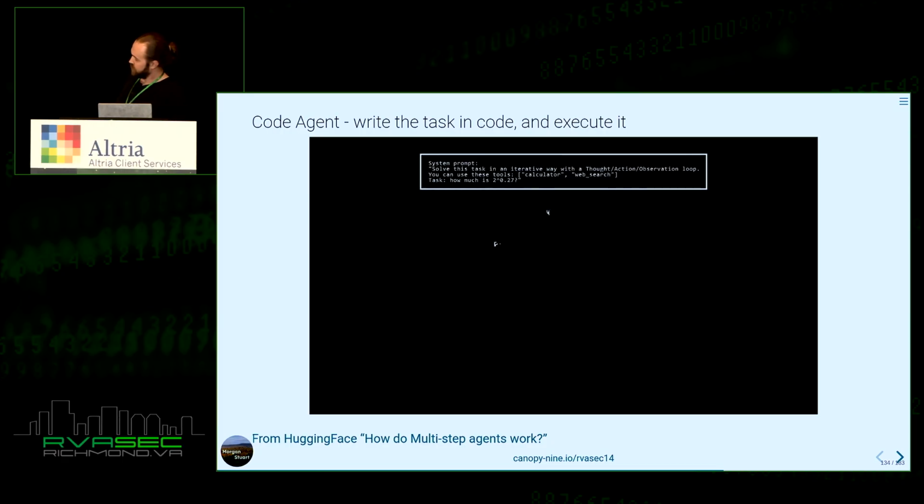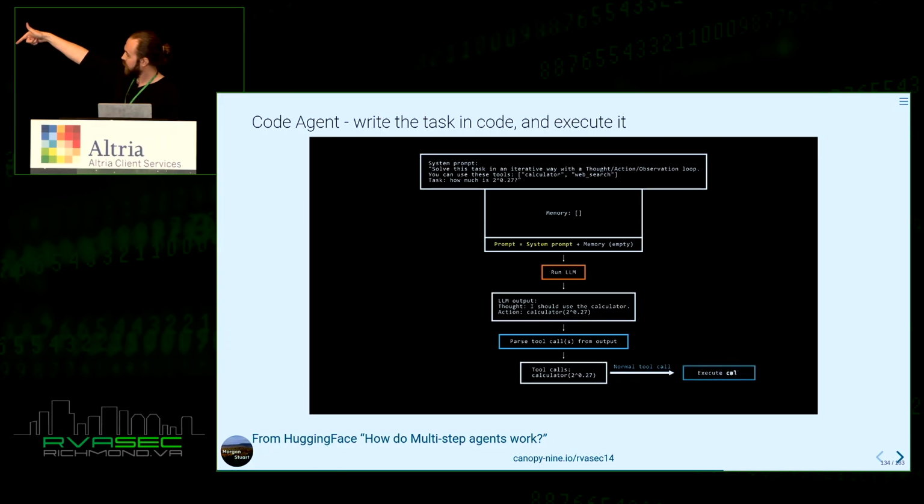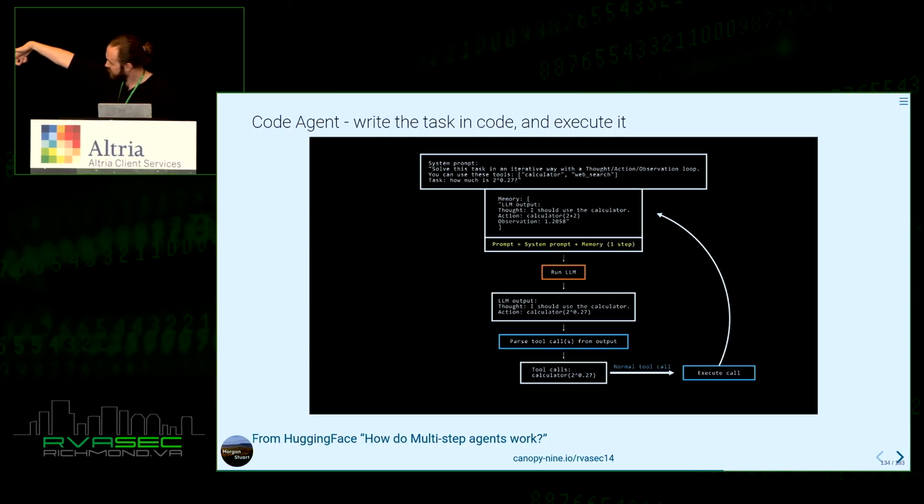Here's a nice animation showing that in a little bit more detail. System prompt, memory, they're trying to get it to calculate 2 to the power of 0.27. It realizes it has a calculator, so it's going to call the calculator. Then the engine makes the call. Then it takes that and inserts it as an observation into its memory. And now it's going to run again. Yeah, you get it. Then it's going to eventually submit that as an answer.